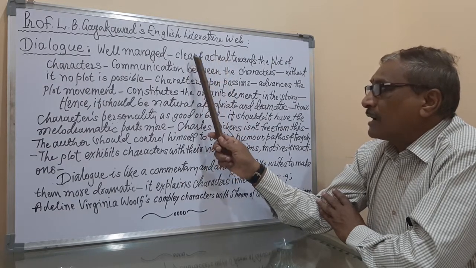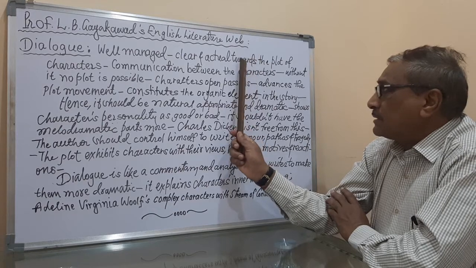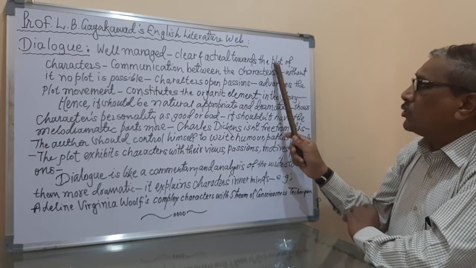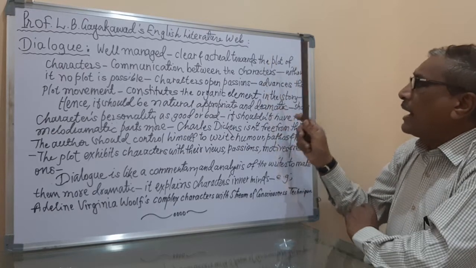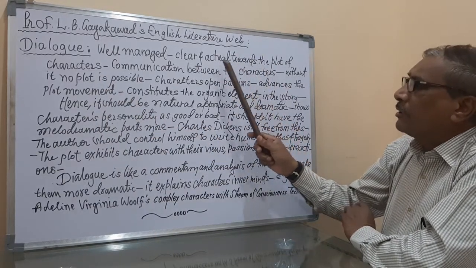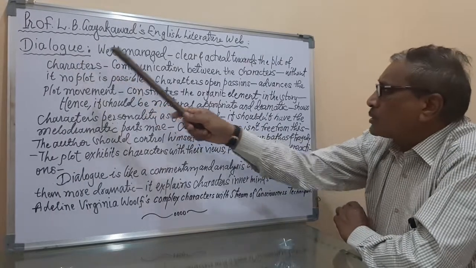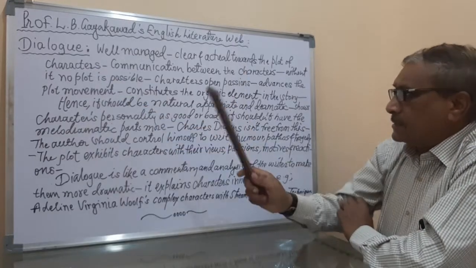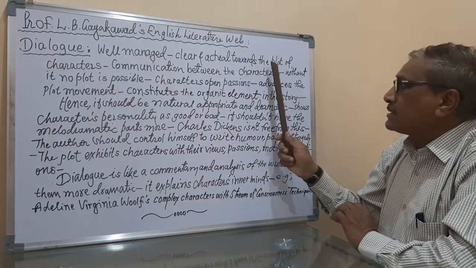It should be based on the clarity towards the plot, because the writer writes the story only to develop his plot. So that plot should be developed very well, very nicely, and that's why, to develop the plot of the characters very nicely, the writer should make his dialogues clear and actual towards the plot of the characters, because the plot depends on the characters.